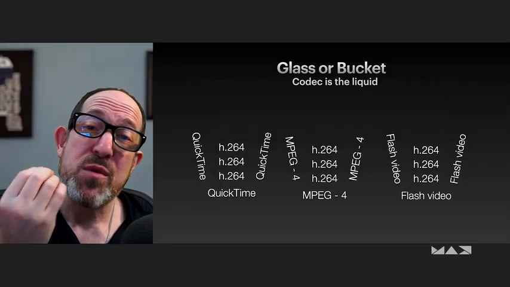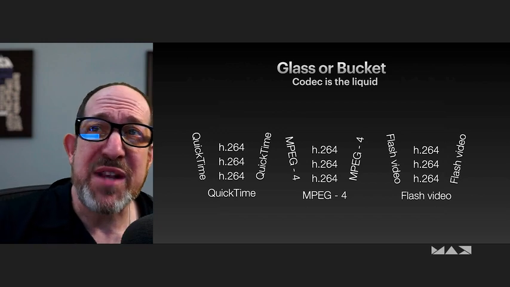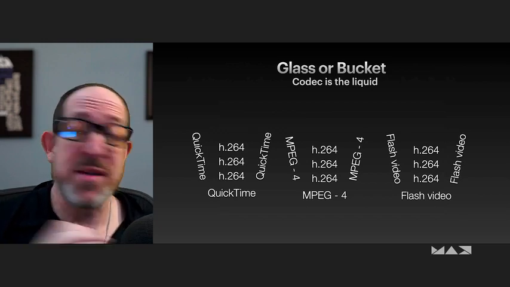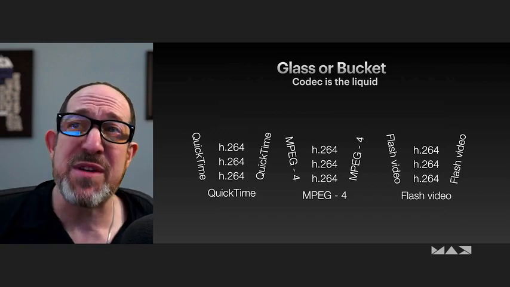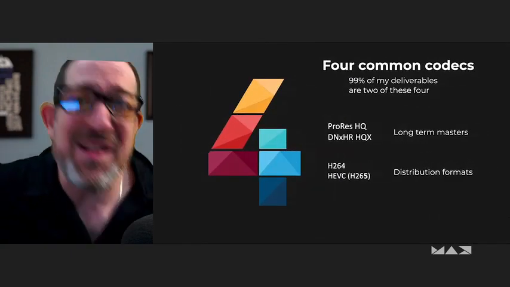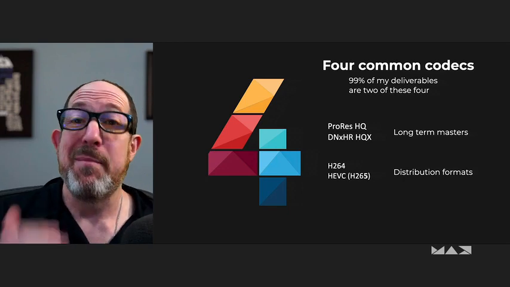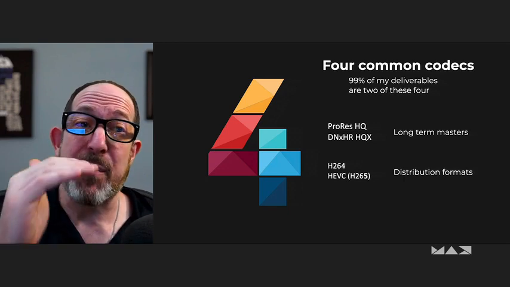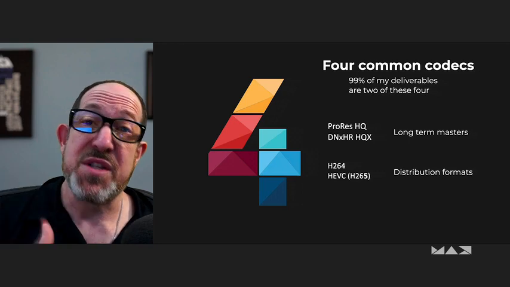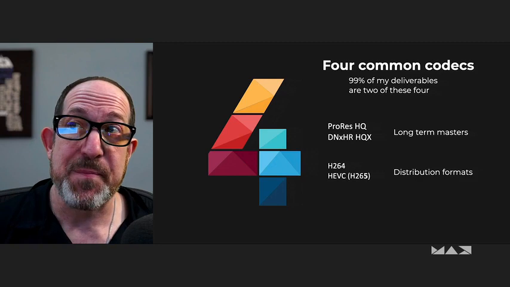I put out, realistically, two items, a long-term master and a distribution format, with nearly every gig I've ever worked on. And it's only going to be these four codecs. There's a lot of other practical uses, and you absolutely can reach out to me. But for a master, I'm looking at ProRes or DNX. For a distribution to, say, go up to YouTube, I'm looking at H.264.